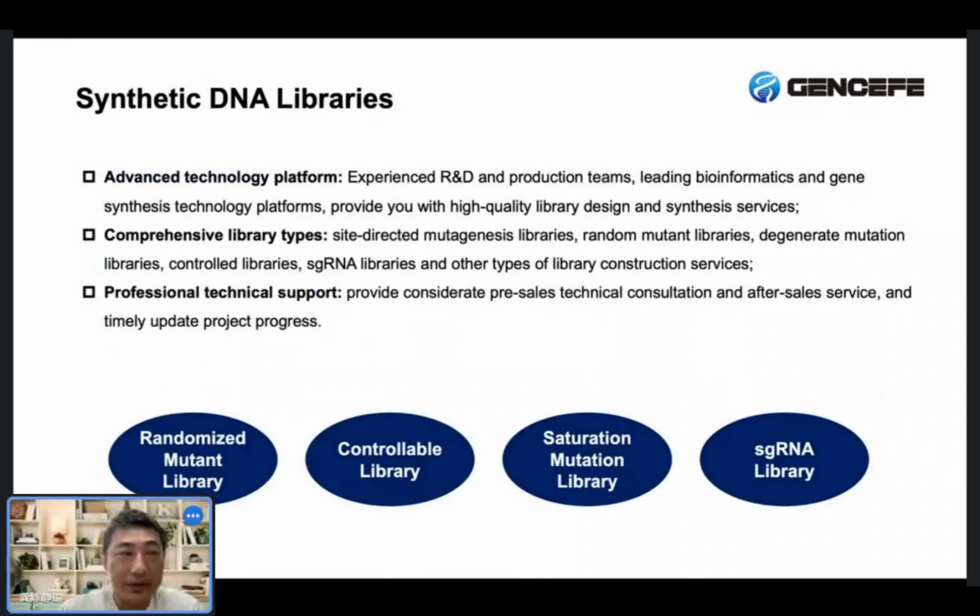In recent years, the development of synthetic gene techniques has made it more and more easy to create synthetic libraries. Previously, we made libraries from, for example, organisms, but we now have a lot of experience in producing synthetic DNA libraries. So here we talk about synthetic DNA libraries. They mainly refer to site-directed mutagenesis libraries, random mutant libraries, degenerate libraries, and also sgRNAs.